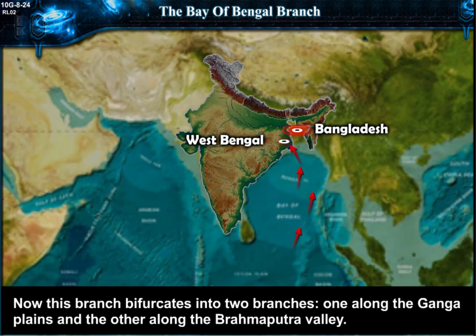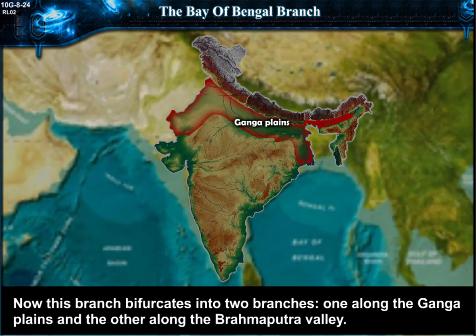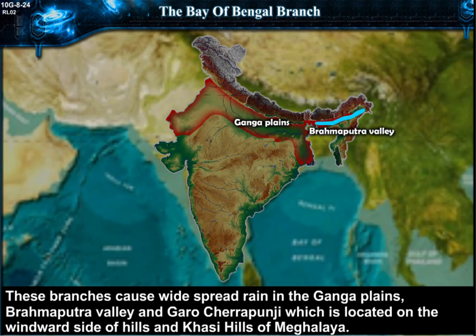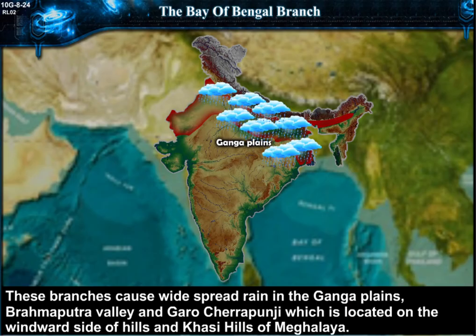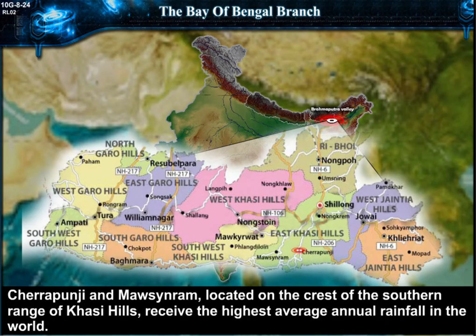Now, this branch bifurcates into two branches, one along the Ganga plains and the other along the Brahmaputra valley. These branches cause widespread rain in the Ganga plains, Brahmaputra valley, and Garo, Cherrapunji, which is located on the windward side of hills, and Khasi Hills of Meghalaya. Cherrapunji and Mawsynram, located on the crest of the southern range of Khasi Hills, receive the highest average annual rainfall in the world.